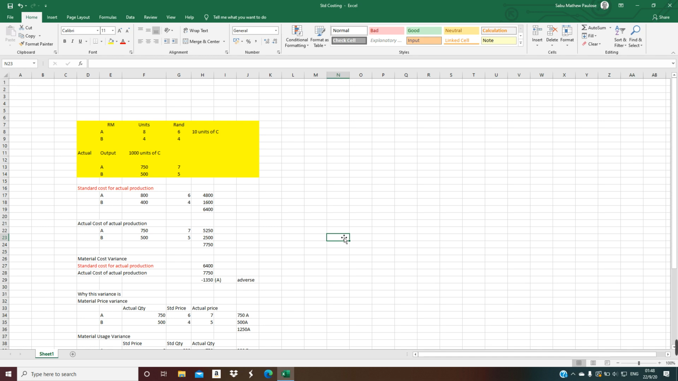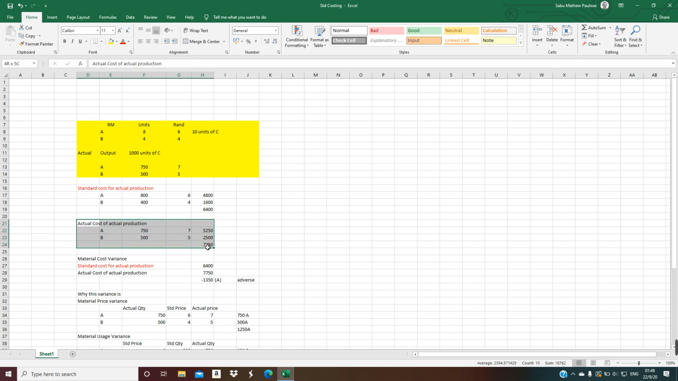Here, for 10 units, 8 units of A and 4 units of B are used. If you take their proportion, 800 units of A and 400 units of B are to be used, at the standard rates of 6 and 4. So for this 1000 units of output, the standard cost is 6400. Standard cost of actual production means for 1000 units.